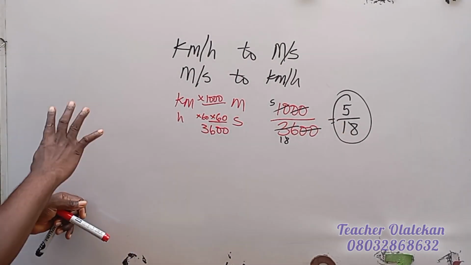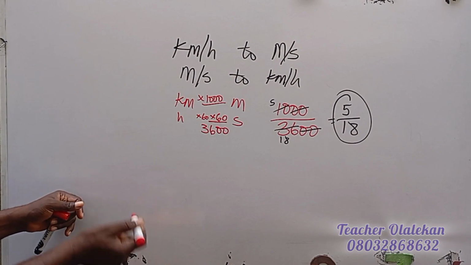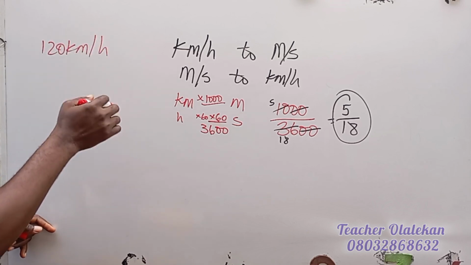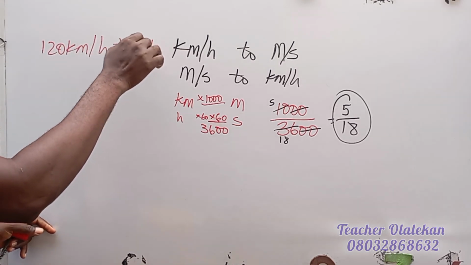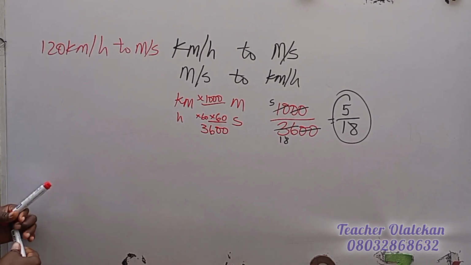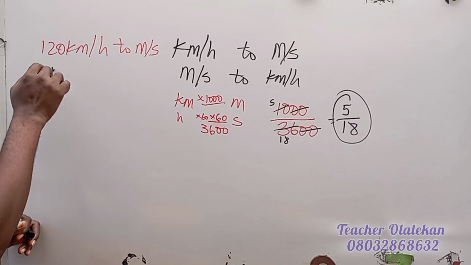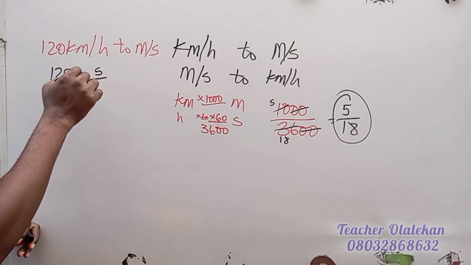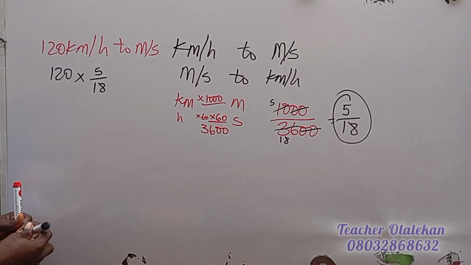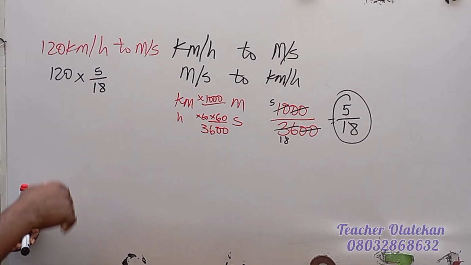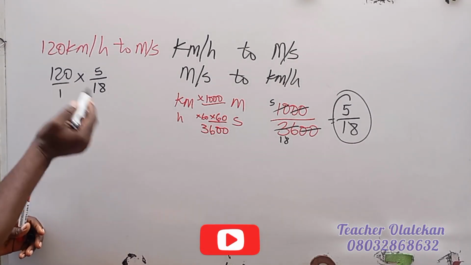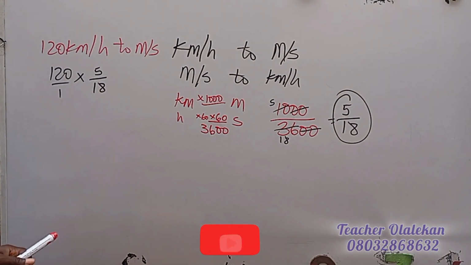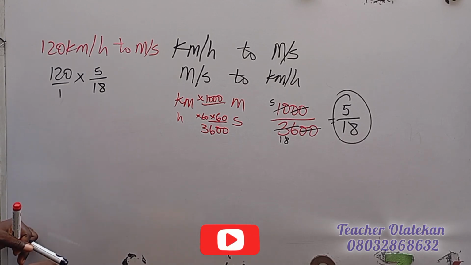So now let's do two examples here. Imagine we have 120 kilometer per hour to change to meter per second. So now let's do that. If you are changing that, that will be 120 times 5 over 18. Since it's a whole number, we give it the denominator of 1, then we simplify from here, and whatever we get will be our answer in meter per second.